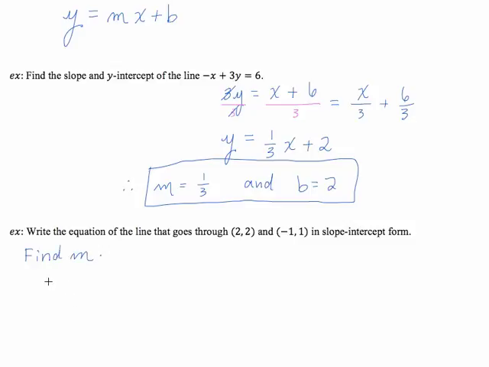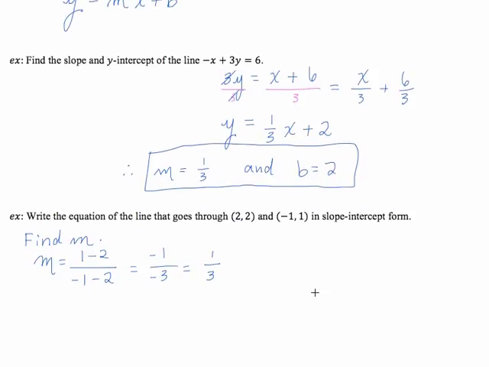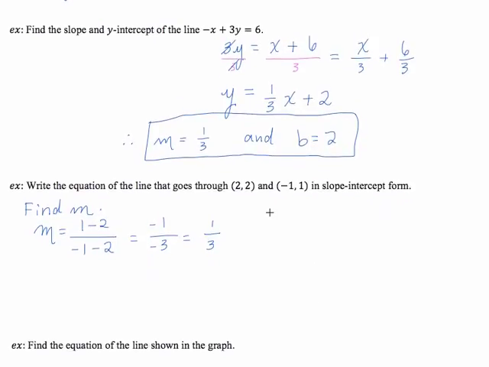Given two points, we can find the slope between them as y2 minus y1 over x2 minus x1. So y2 minus y1 is 1 minus 2 over x2 minus x1, which is negative 1 minus 2. So my numerator becomes negative 1 and my denominator is negative 3. The negatives cancel to give me positive 1/3. So that's my slope. Now I also am going to need to find the y-intercept b.